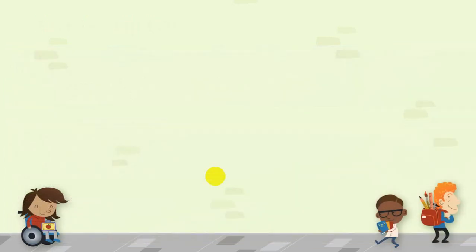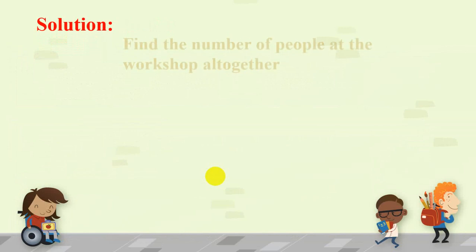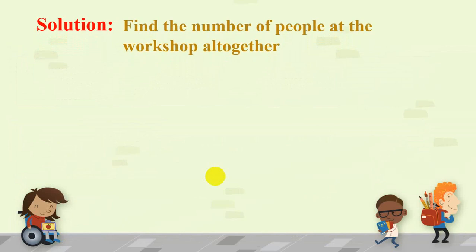Okay, let's go to the solution. The solution is to find the number of people at the workshop altogether. As I already mentioned in the previous slide, the very useful information in order to solve that problem is that 15% equals 60 people. So in order to find 100%, you might need to find 1% first.